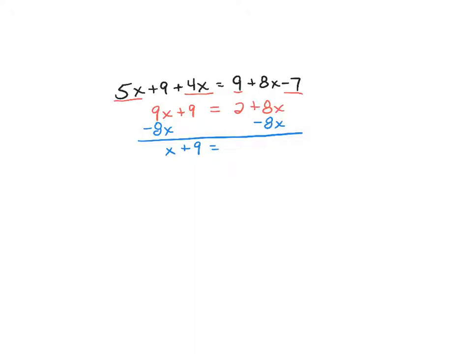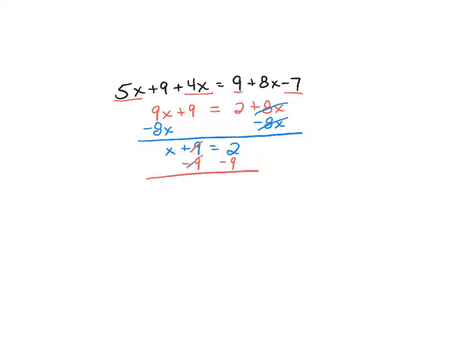On the right-hand side, the plus 8x and the subtract 8x cancel each other out. I'm just left with 2. Now I'm down to x plus 9 is equal to 2. I want to get that x all by itself. So I'm going to subtract 9 from the left-hand side, also subtract 9 from the right-hand side.